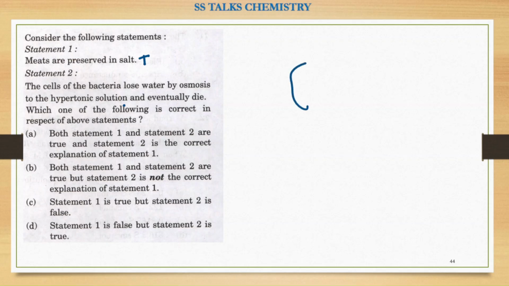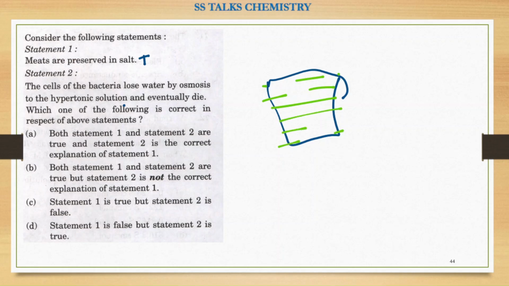Suppose this is roughly a piece of the meat you are having, and you preserve it in the salt. So over it you place the salt molecules. The reason for this is that outside, a lot of salt we have added. So the solution will become hypertonic in nature. It has more concentration, so more osmotic pressure, so hypertonic.